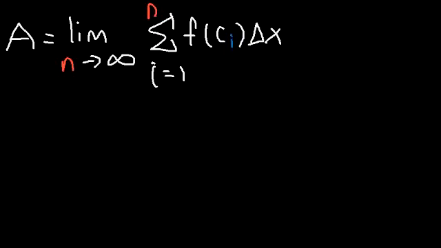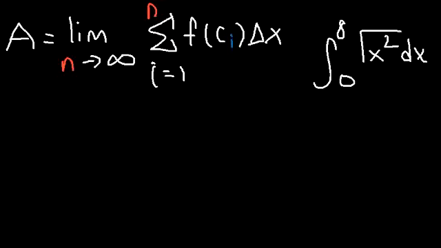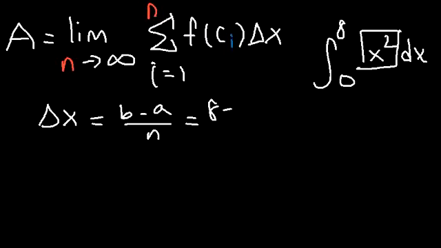So we're going to find the value of this integral from 0 to 8 of x squared dx. So f of x is x squared, and we can find delta x. Let's begin by finding delta x, which is b minus a over n. b is 8, a is 0, and n, we don't have a value for n. n approaches infinity, so we need to leave delta x in terms of n. So delta x is 8 divided by n.